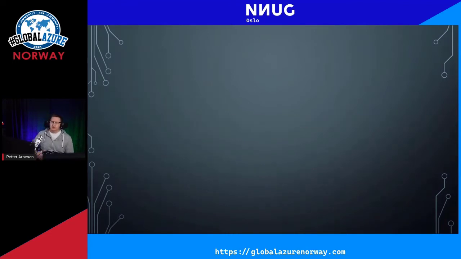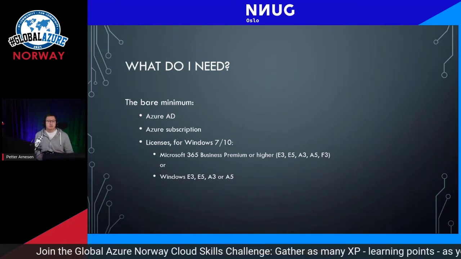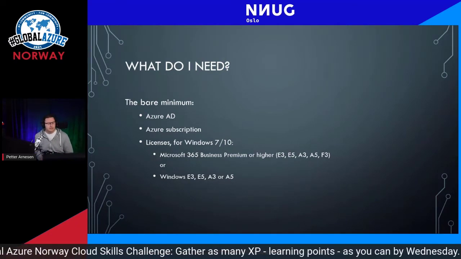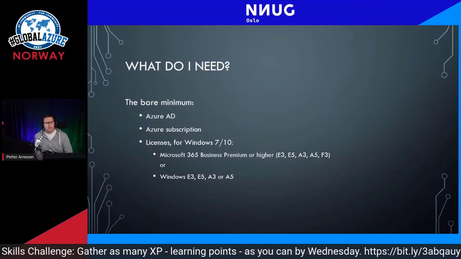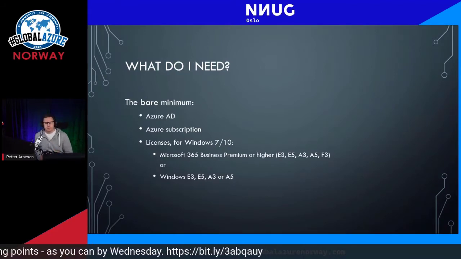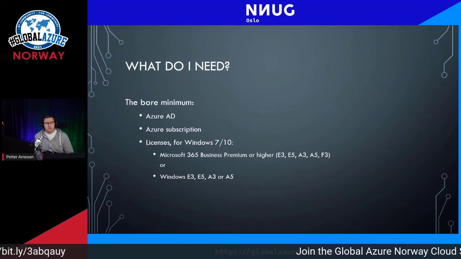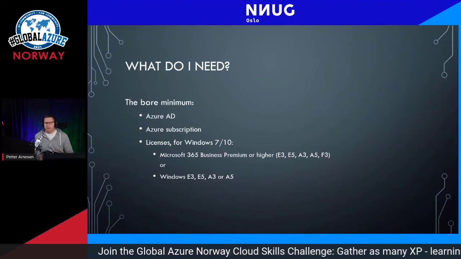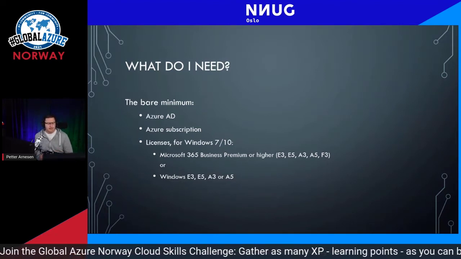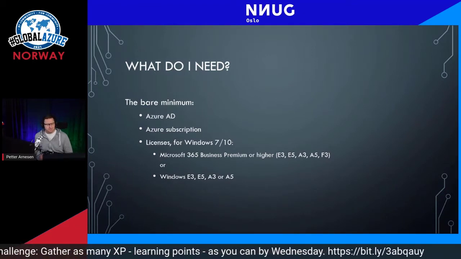So in order to have Windows Virtual Desktop, you will need some bare minimum stuff like an Azure AD or Microsoft 365 tenant with Azure AD in it. And you need, of course, an Azure subscription and some licenses. If you are using Windows Virtual Desktop with Windows 7 or Windows 10, you would only need the Microsoft 365 Business Premium or higher licenses. That would be the E3, the E5, A3, A5, and the F3. Some would argue that maybe F3 is not higher than Business Premium, but anyway.